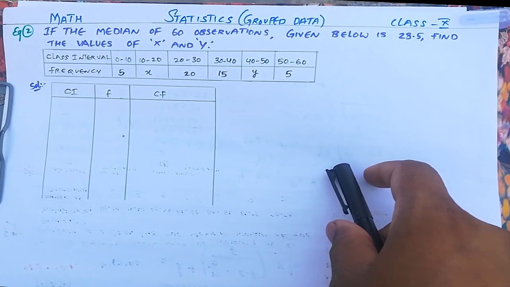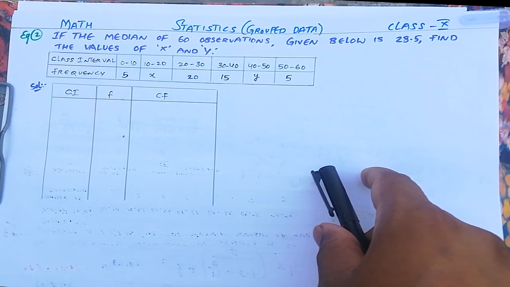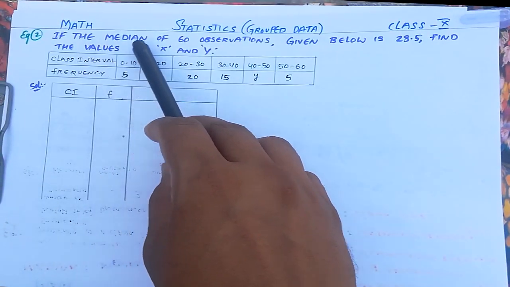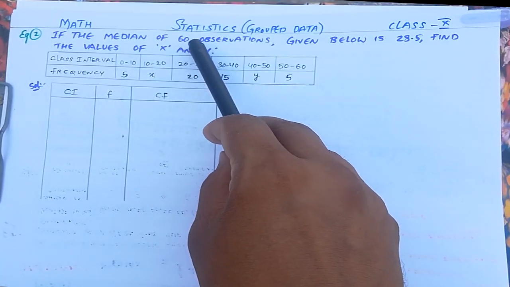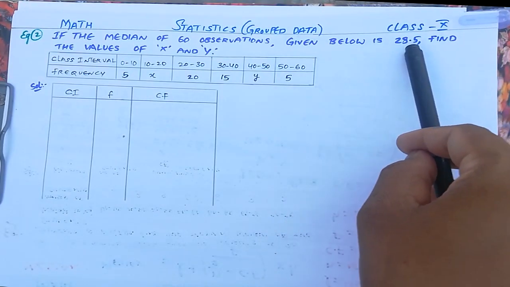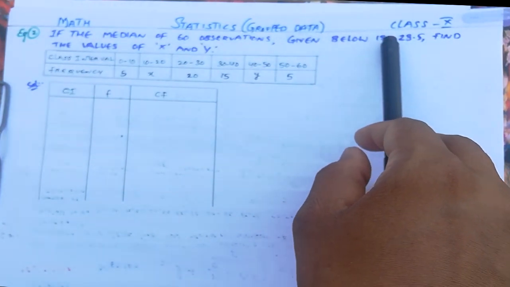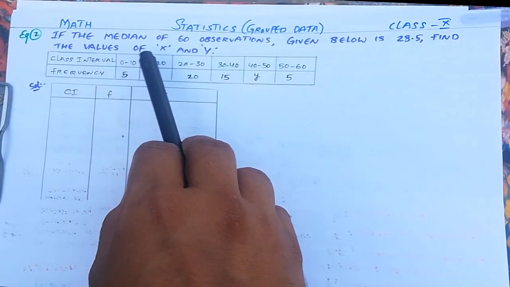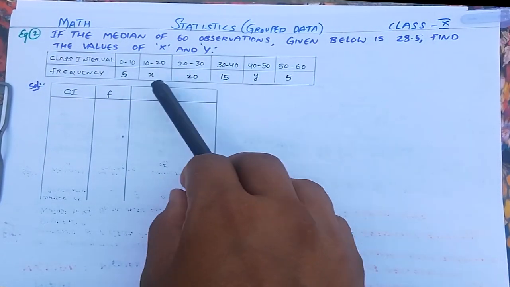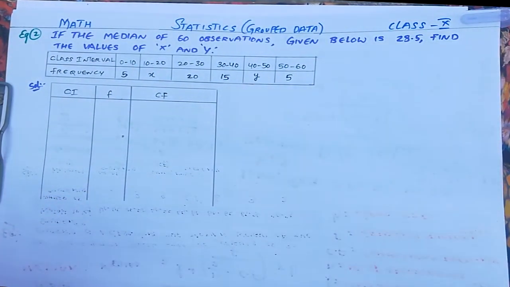Now, finding out the missing frequency values. This is an important type for the board exams. The given question is: if the median of 60 observations, that means n value is 60, number of observations is 60, given below is 28.5, that means the median value is given as 28.5, find the values of x and y. So x and y in the frequency column are the missing values, so we should find out those values. First we will write the class interval values.